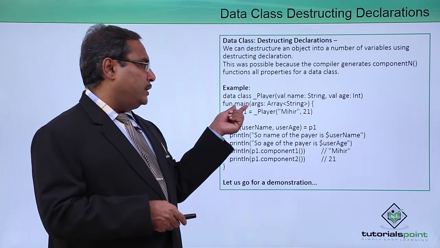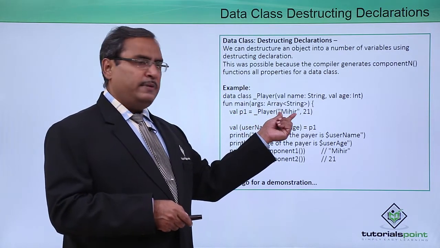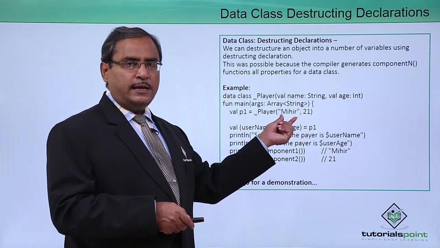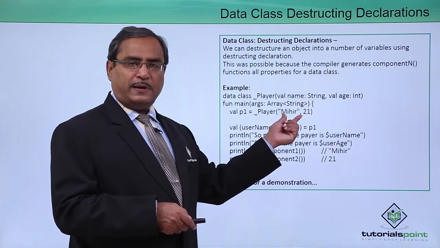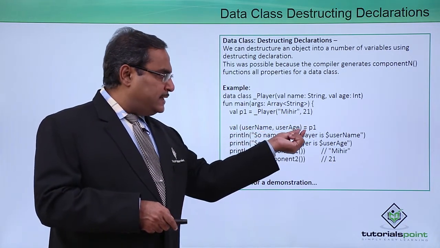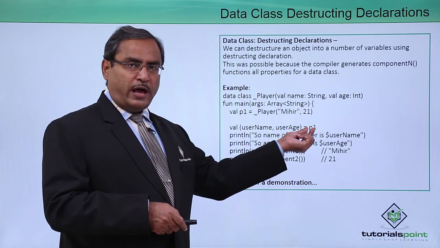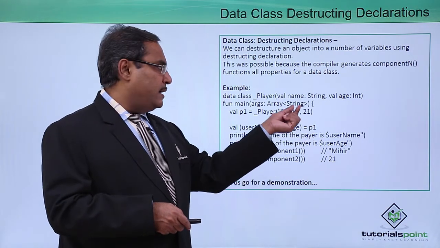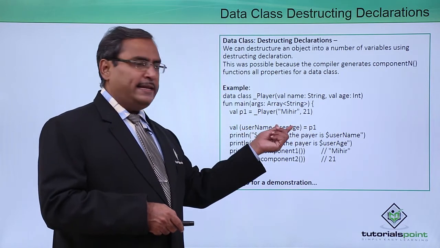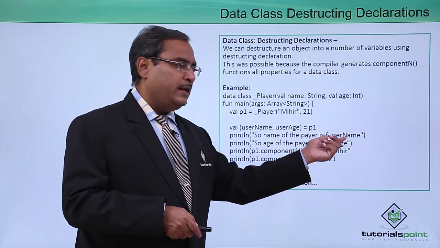So in the main function, we have defined one data class object, that is P1, which contains name as Mihir and age as 21. Here we have the primary constructor defined, so we are passing the values accordingly. So val (userName, userAge) = P1. What will happen? These two respective values in P1, the data class members, are holding those two values. So those values will come to userName and userAge respectively. Later you can access them, you can print them as well.